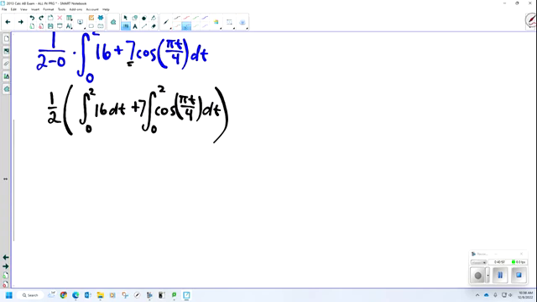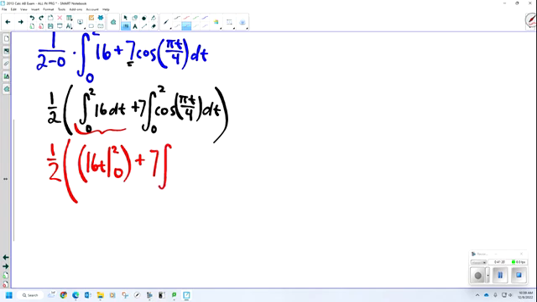This is the easy one. If I integrate 16, it's just 16t, and I want that from 2 to 0. The 1/2 is being multiplied times it all. Plus 7 times the integral of cosine of u. So I'm going to do u substitution here. I'm going to say that pi t over 4 is my u.